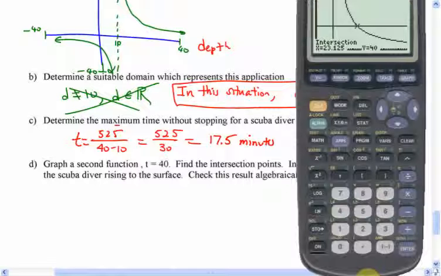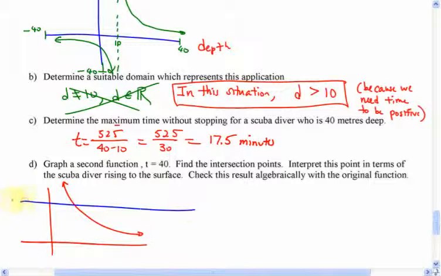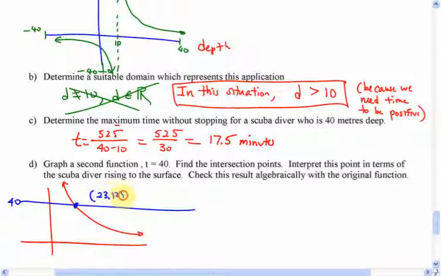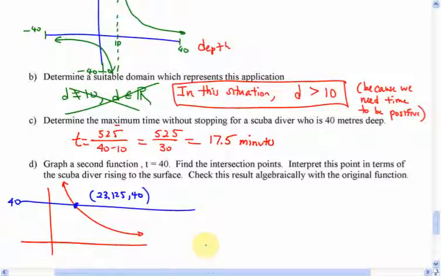Okay, so let me just ask you to quickly do this now. I'll just do a quick sketch. Here's our graph. And then here's the line t equals 40. And we're looking for the intersection point, which we found to be 23.125, 40. Now, we found the intersection point. There is only one of them. By the way, you might be thinking, Mr. Lee, there's another one over here, that straight line. Remember, that's a vertical asymptote. It's not really there. So don't think of this as an intersection point.